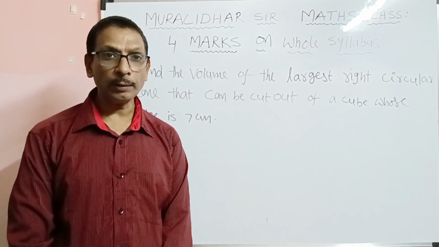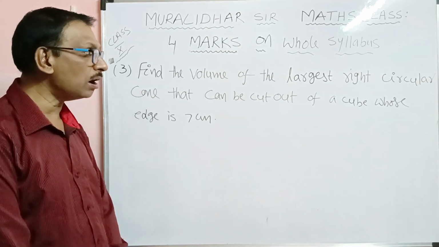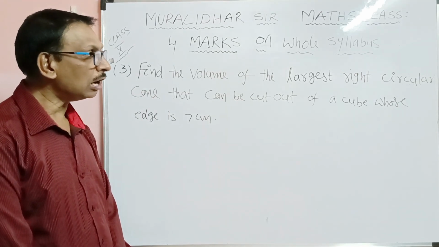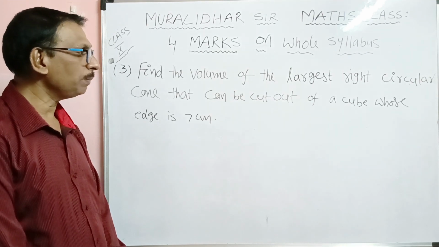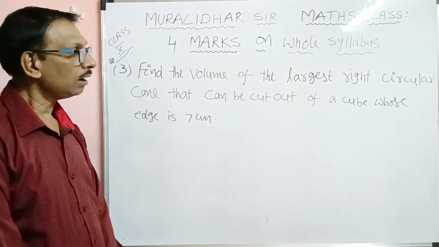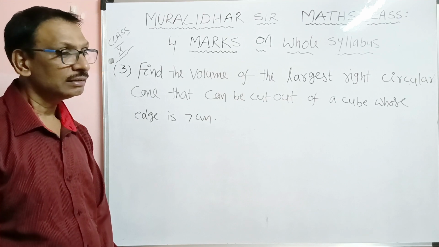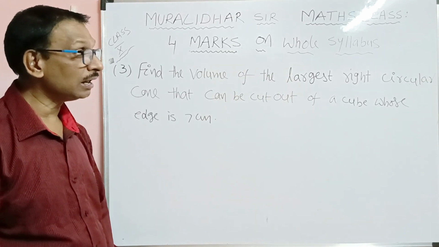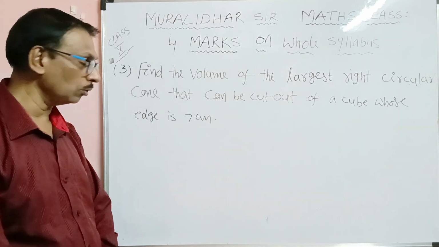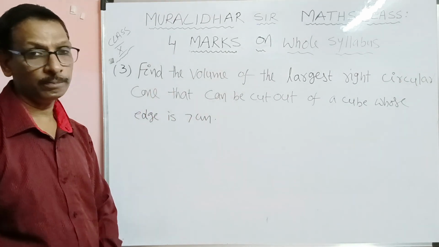Now one more problem. Find the volume of the largest right circular cone that can be cut out of a cube whose edge is 7 centimeters. Volume of the largest right circular cone that can be cut out of a cube.